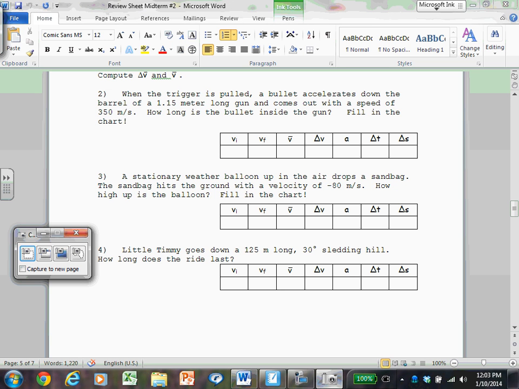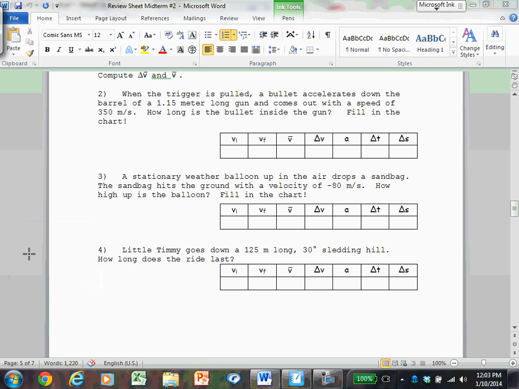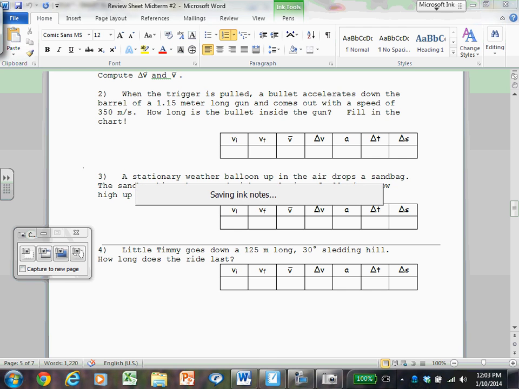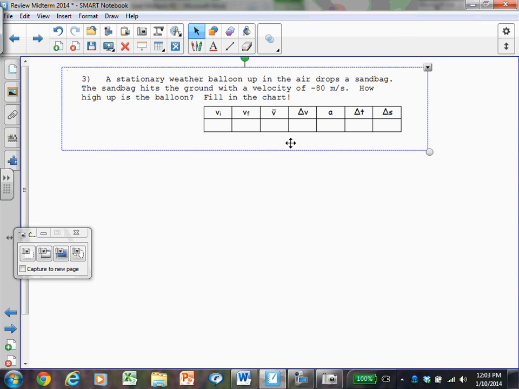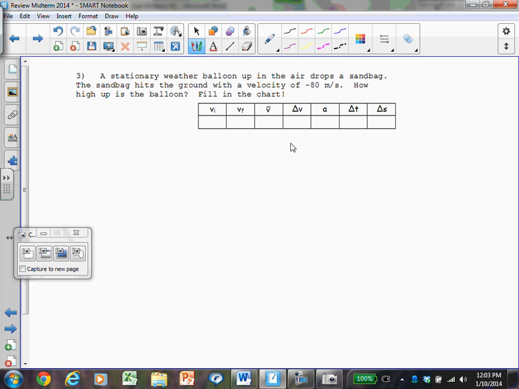All right, so the page prior to that has a couple problems. I already did this one, but let's look at this weather balloon one. I'll get back to that. Extra credit on the review packet, right? You don't get any credit for it, but it's because I pulled it off of other things. A stationary weather balloon up in the air drops a sandbag.